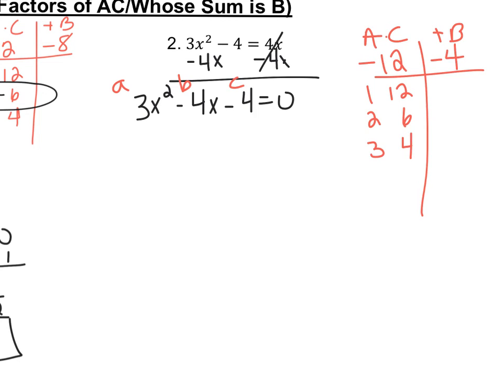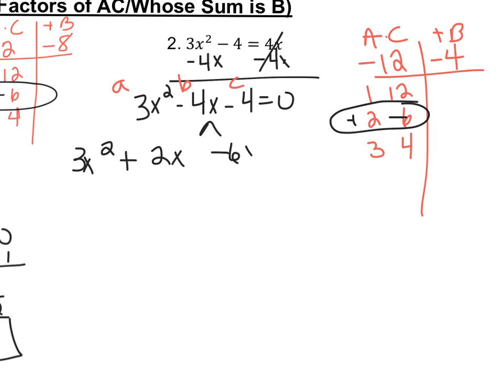Okay, so those are all my factors of a positive 12, but they have to multiply to give me negative 12, and they have to add together to give me negative 4. Negative 6 and positive 2. Yeah, negative 6 and positive 2, that is correct. Those are going to go in place of B. So we're splitting up B, and don't forget to put the X on both of those. So your A stays the same. Your B is plus 2x minus 6x, and you bring down your C value.